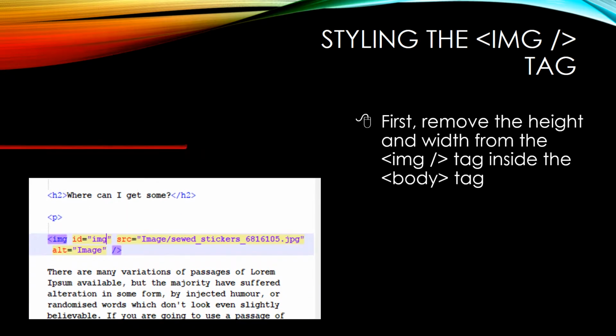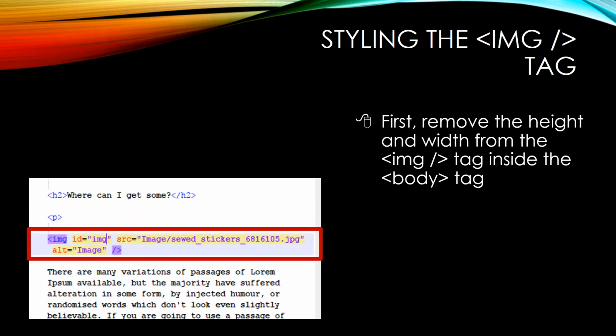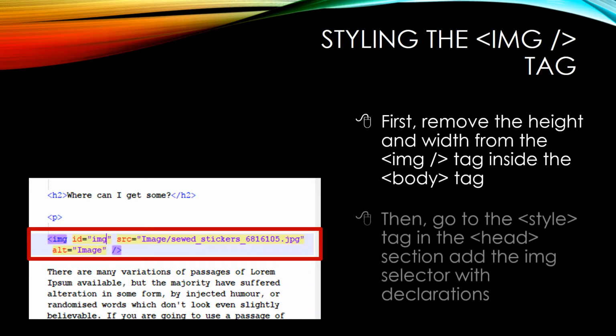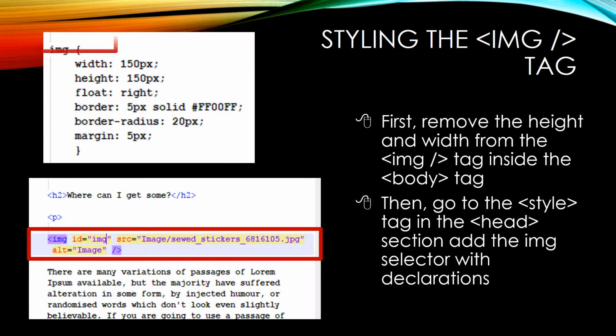So let's look at styling the image. As we said, we cannot have width or height inside the image tag that falls in the body tag. We can no longer use that. So the first thing we need to do is remove the height and width from the image tag, which is inside the body tag. Then you're going to style the tag in the head section and add the image selector with its declarations. As mandatory, you need the width and height. It's optional if you float, if you add a border radius, or margins. That's up to you. Those are optional.